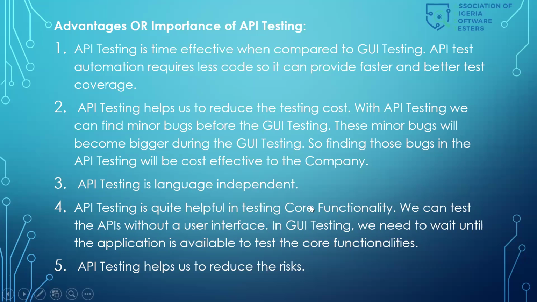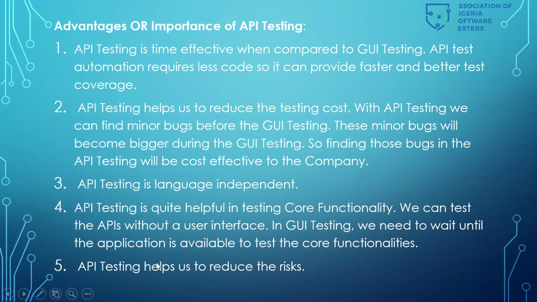It is also language independent. API testing is quite helpful in testing core functionality. I've explained that before because it's straightforward, and every endpoint has what it works for, the functionality. So it's just straightforward. It's core functionality oriented, let me just put it that way. We can test the APIs without a user interface. I've said it and I've explained what that means.